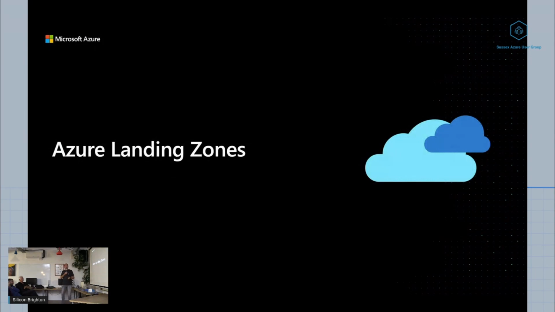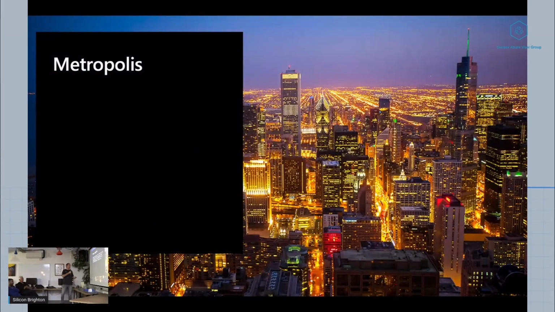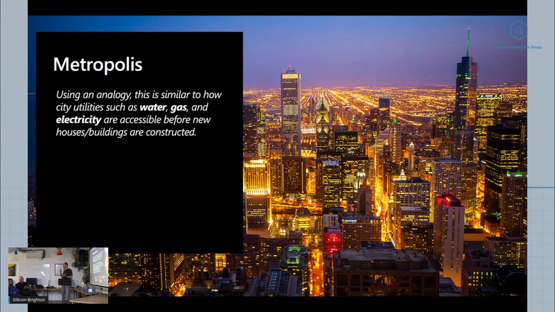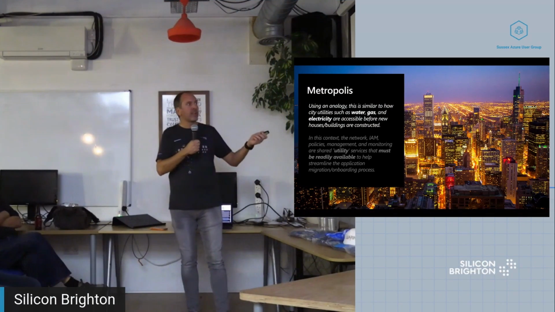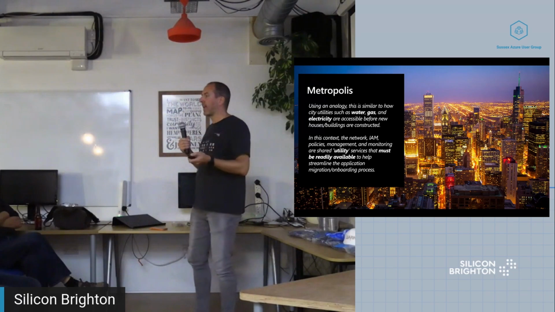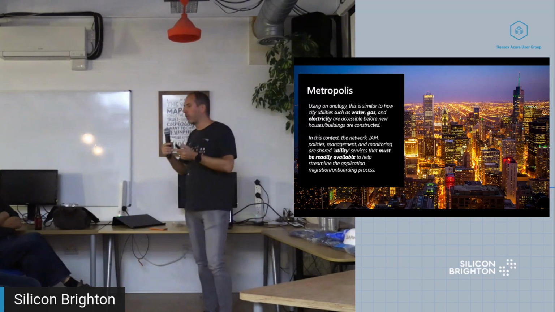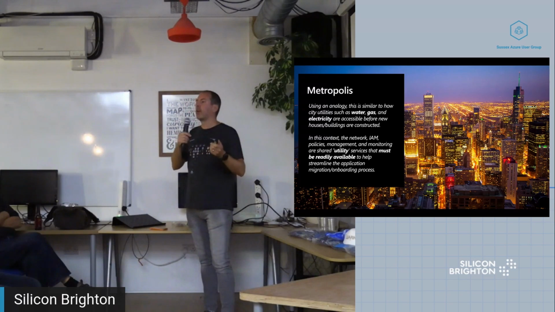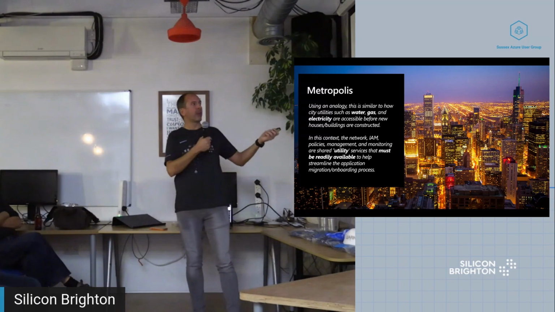Okay, Azure Landing Zones. Let's see if this builds out. Right, okay, so think of Azure Landing Zones like a metropolis. So you're trying to build a city, right? If we use the analogy of utilities, that's pretty much what Azure Landing Zone is. It's not necessarily building the end product of your workload, it's giving you everything to get that workload up and running. So if we think of this metropolis, we've got the water and gas.